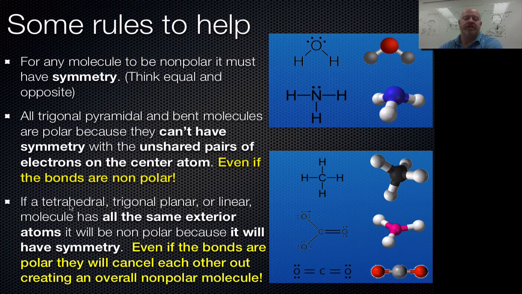Now, when you go down to tetrahedral, trigonal planar, or linear, all those molecules have the ability to have symmetry. So they could be symmetrical. But for them to be symmetrical, they need to have all the same exterior atoms. Because of that, it'll have symmetry. So let's take a look here. We have carbon with all the same exterior atoms. Again, carbon with all the same exterior atoms. In all three cases, these have symmetry to them. So these molecules all will be nonpolar because they have the same exterior atoms.